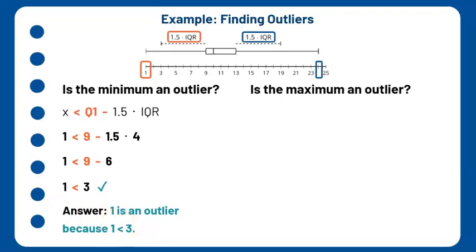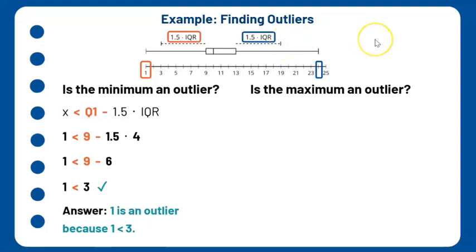Let's take a look at the maximum. The maximum of this data set is 24. We can see that 24 is more than 1.5 times IQR plus Q3 because it's beyond this range here. So it is an outlier.